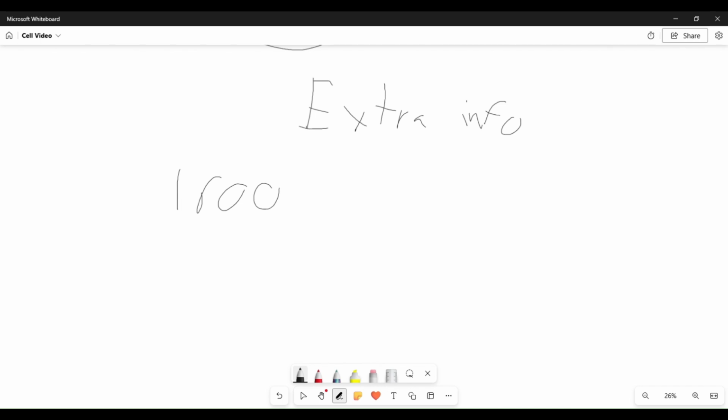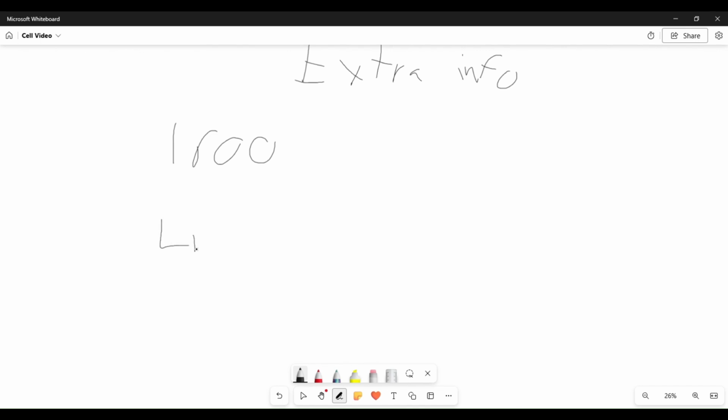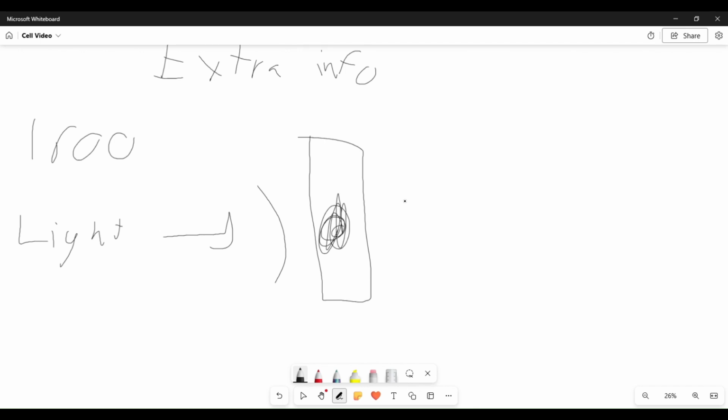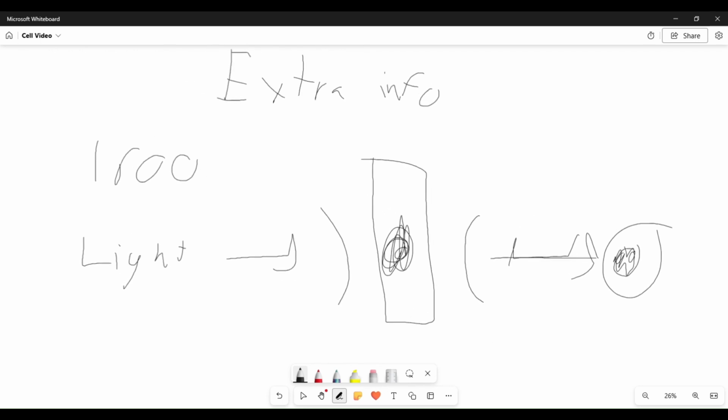So in essence, the way a light microscope works is light moves through a condenser or lens, then goes to the specimen here on a slide, then goes through the objective on another lens, until it eventually reaches your eye. So that's the way a light microscope works. Now let's go to an electron microscope.